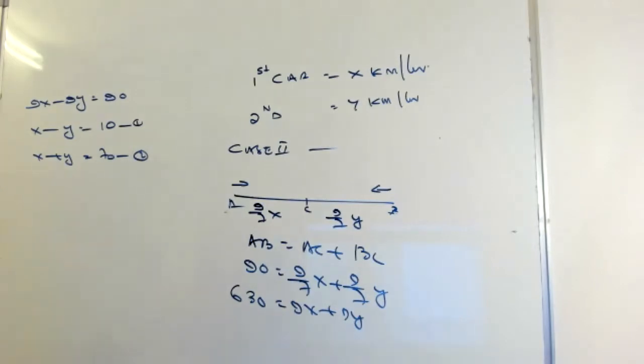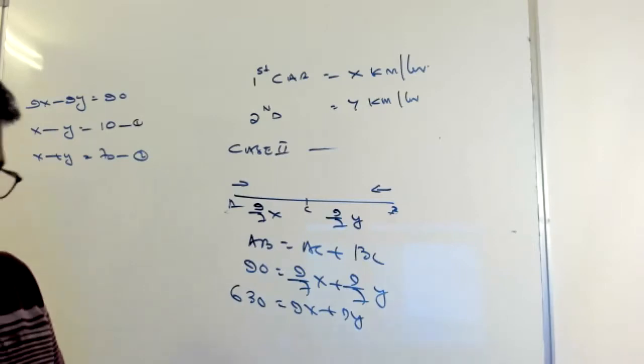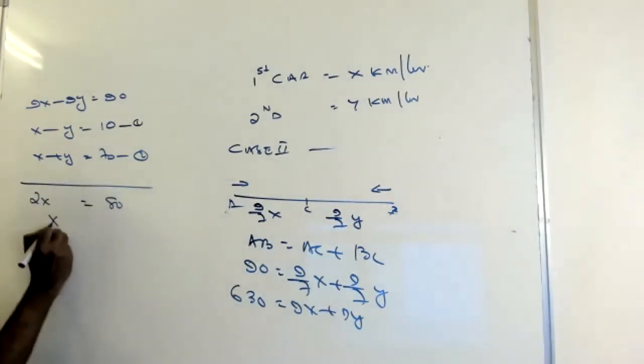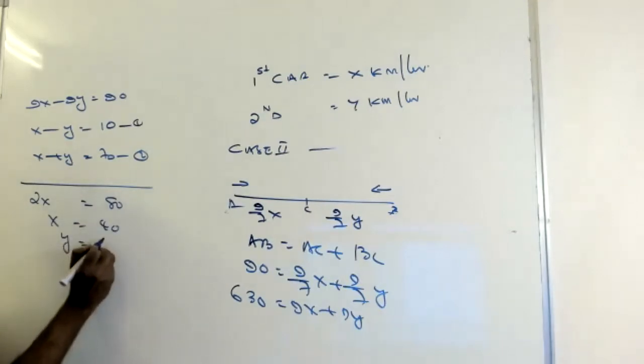Then you reach equations 1 and 2. After that, you can solve it. You solve it. Sir, I got the answer. Now, just adding is enough. Look, 2x equal to 80. x equal to 40, y equal to 30.